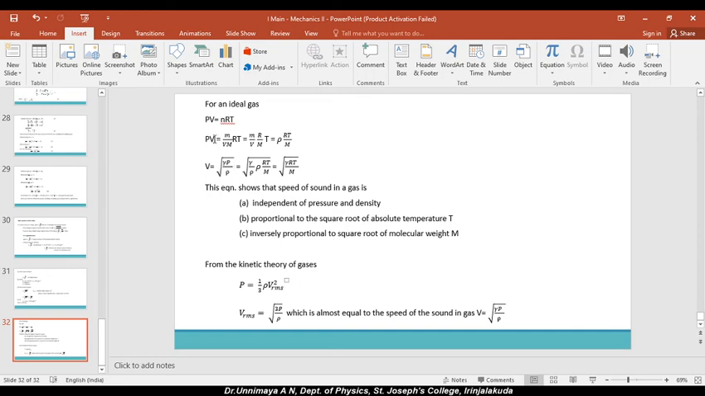So P can be replaced with rho RT by M into V. If V is 1, if we take the volume as 1, P becomes equal to rho RT by M. So v is equal to root of gamma P by rho becomes root of gamma by rho into, substituting for P, rho RT by M. This rho gets cancelled. This equation becomes root of gamma RT by M.